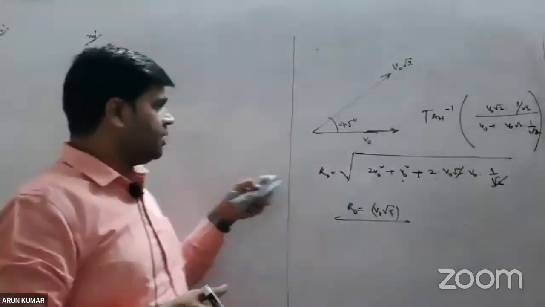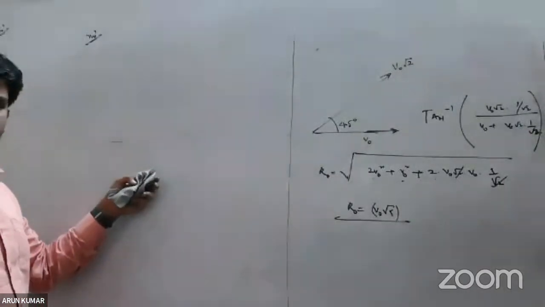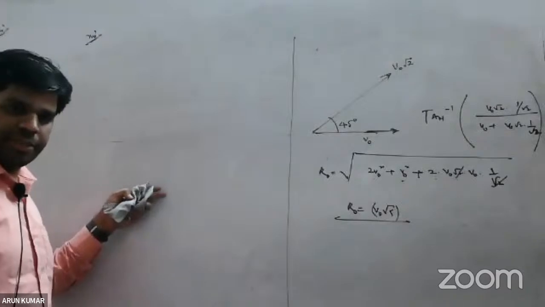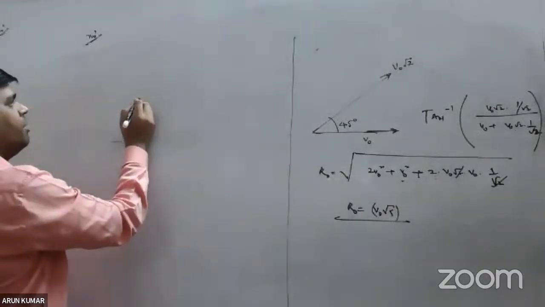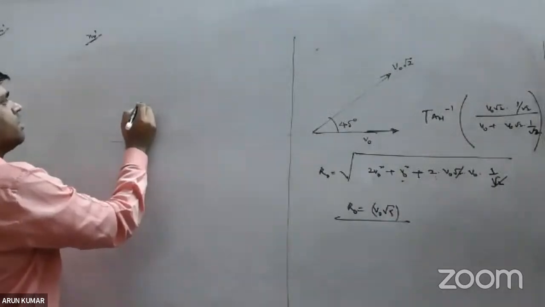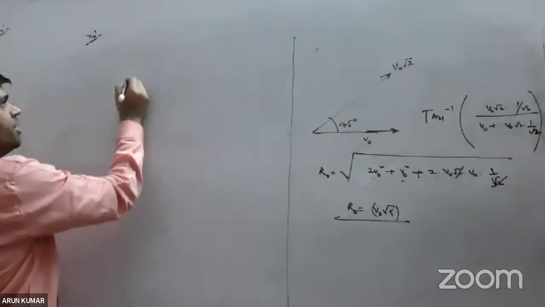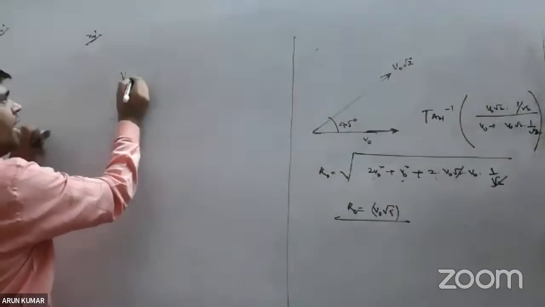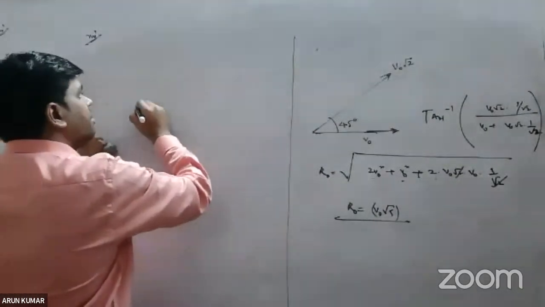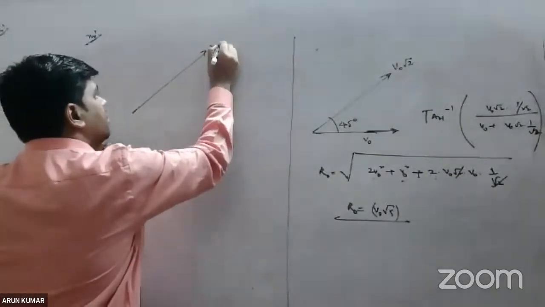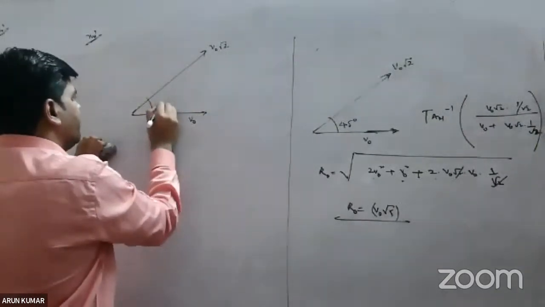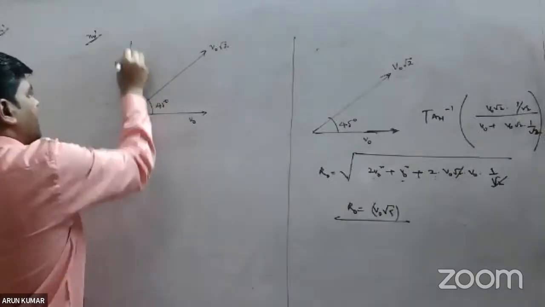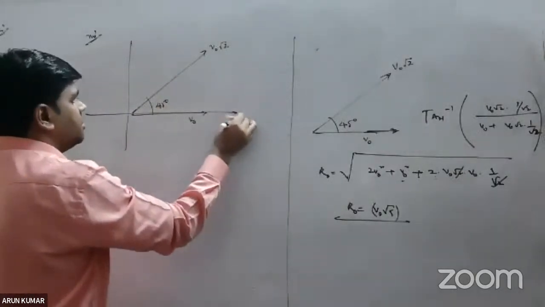Let us add these two again using the unit vector method, the Cartesian method, analytically. So what do I get? This is V naught root 2, this is V naught, and this is 45 degrees. So I take x and y axes like this.